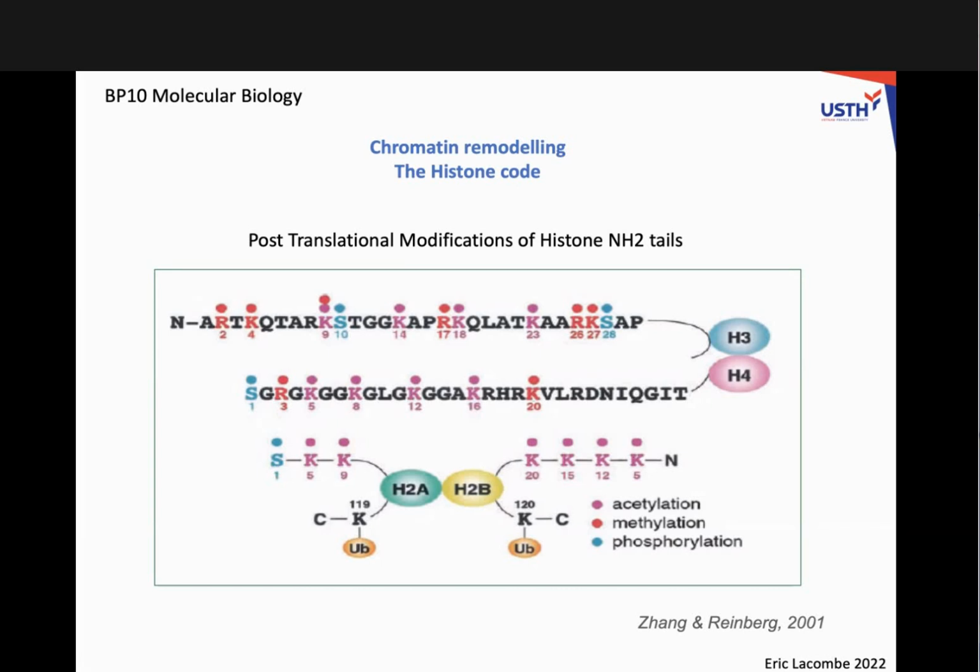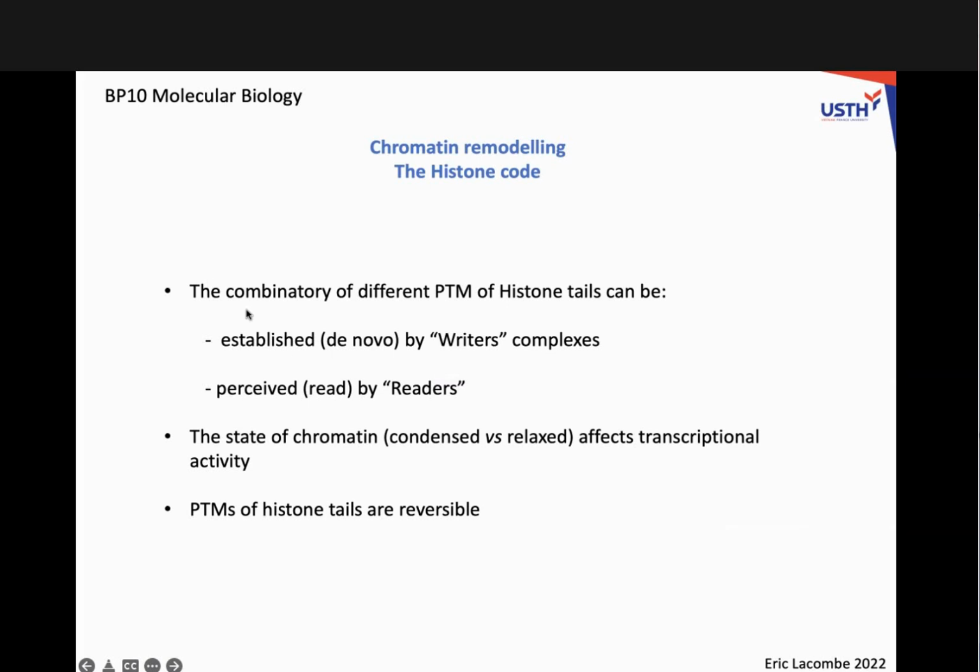But what I want you to understand is that this NH2 tail has to be modified by a specific enzyme, and the result of this modification can be read by other processes. Do I explain myself? So I hope you agree that there are plenty of different combinations. PTM means post-translational modification. So we can have plenty of different post-translational modifications in the tails of the histone.